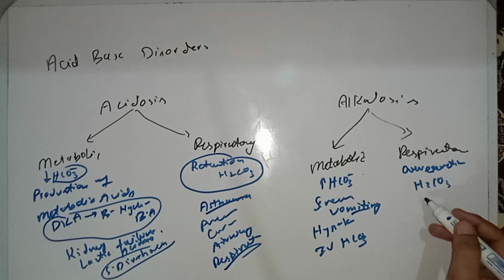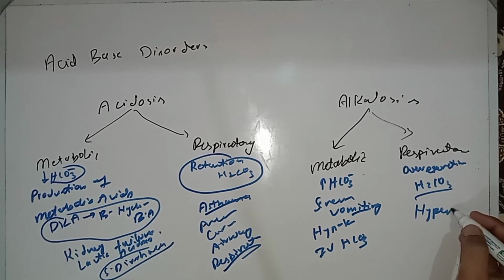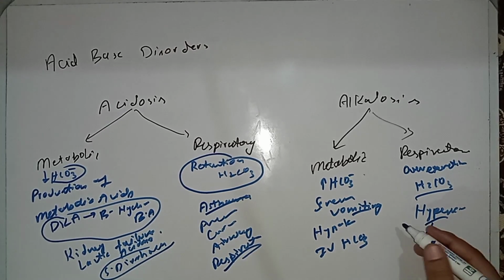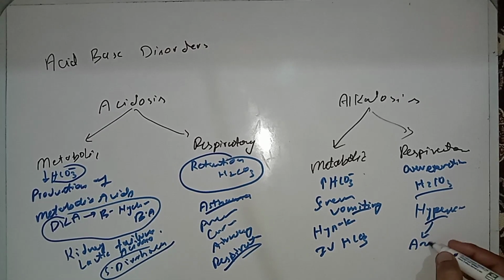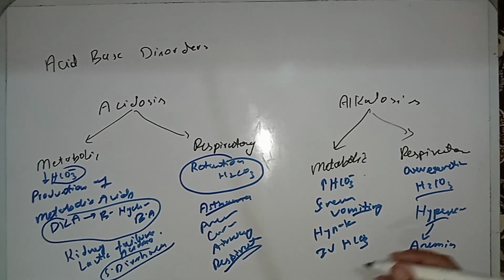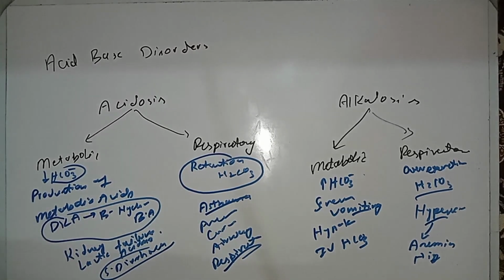While respiratory alkalosis occurs due to hyperventilation, which blows off excessive H2CO3, and this hyperventilation can be due to anemia, high altitude, or certain drugs. So these are different causes of alkalosis and acidosis.